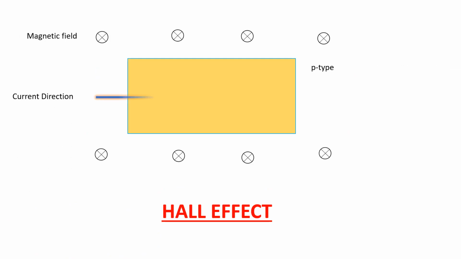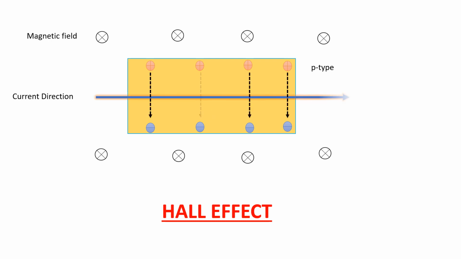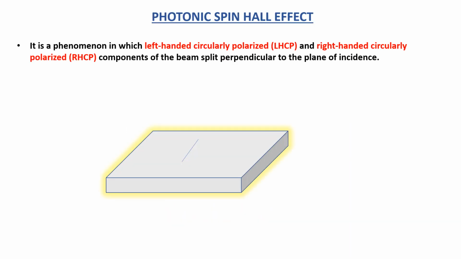It is illustrated that when current is passed through a p-type semiconductor with the magnetic field pointing into the plane of the substrate, it leads to separation of the charges, and a Hall voltage is created between these two separated point charges.